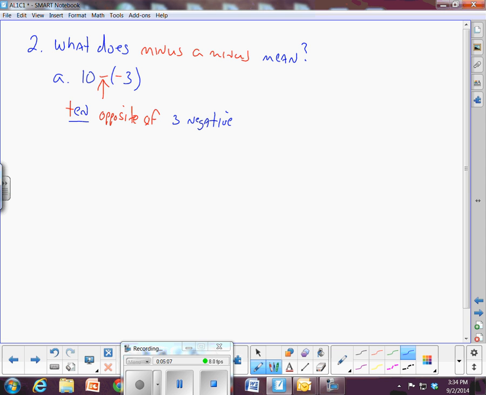So what do we really have? 10. What is the opposite of a negative? A positive. So I want 10 and the opposite of 3 negatives. That would be 3 positives. And what is this problem? 10 plus 3. Answer 13. I mean, that's really what's going on. That's the concept of it.